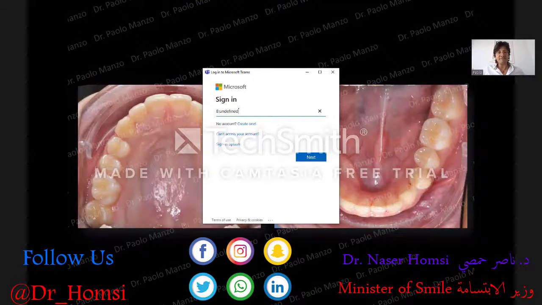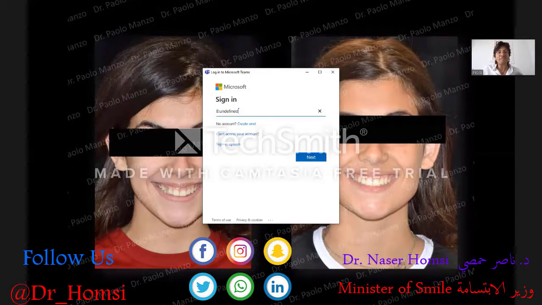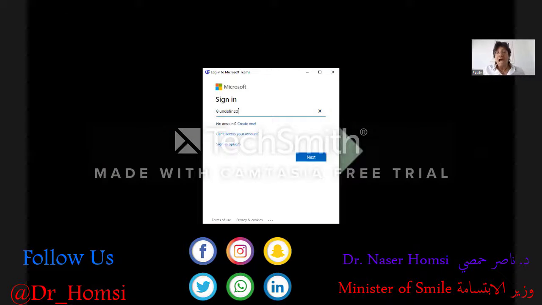This is Sabrina at the end, with the control of the position of the canine and the torque. And this is Sabrina at the end. No more black holes, okay? With a very light treatment, 6 months of treatment. I want to show you something more.